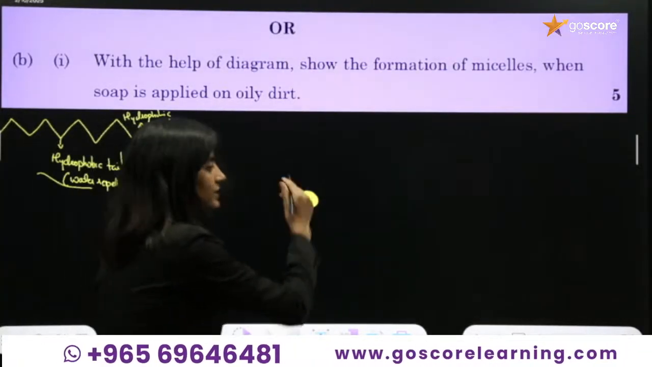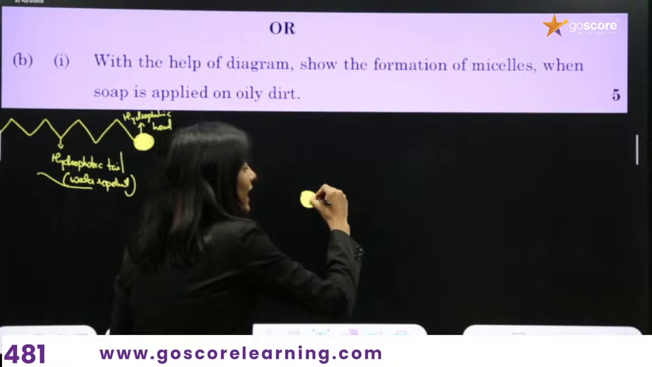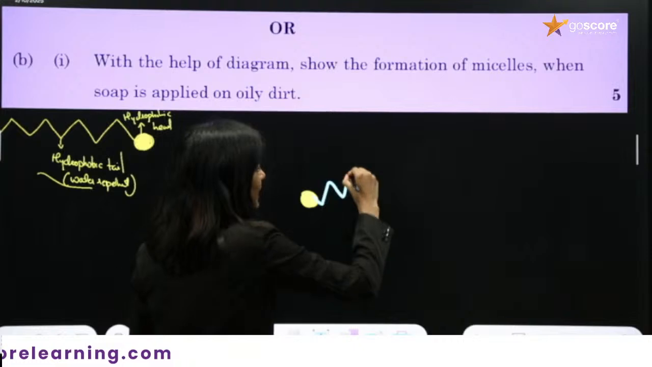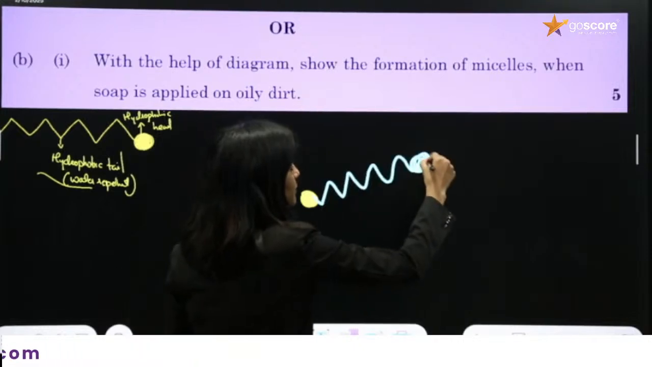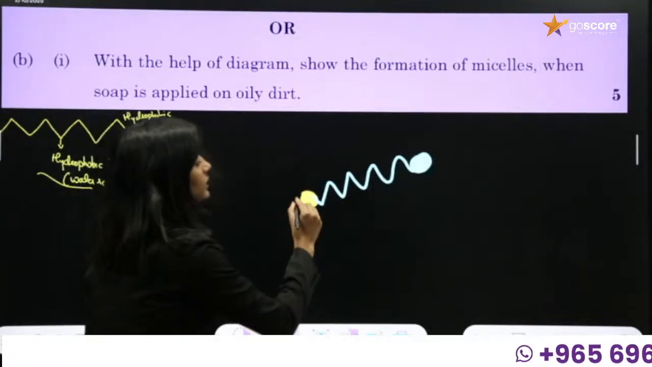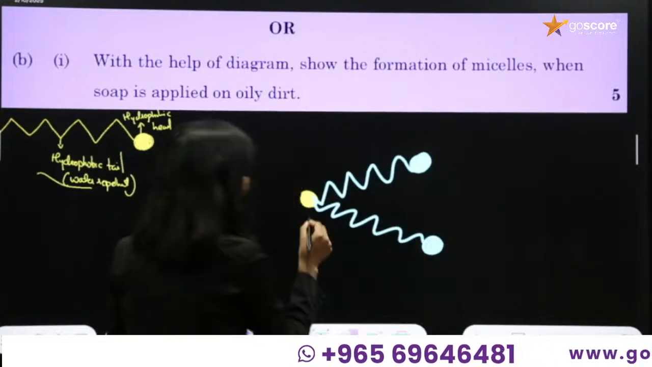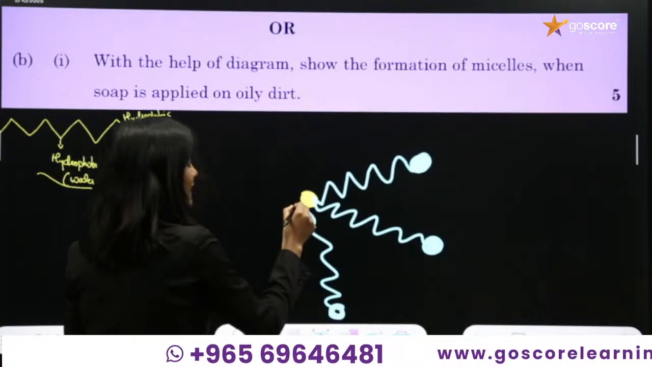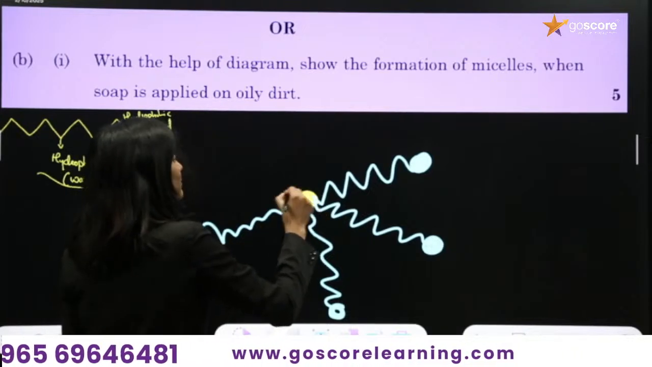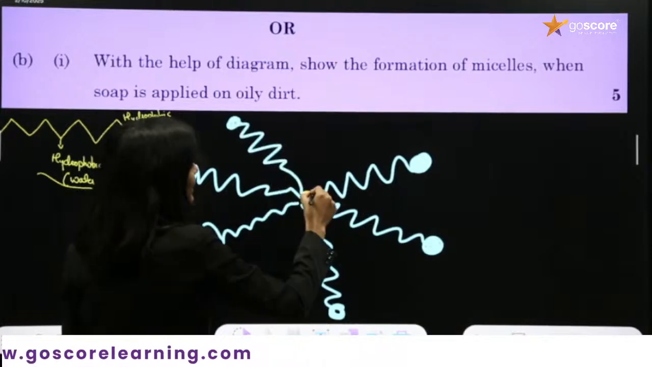So the soap molecules will arrange themselves in such a way that the tail will be protruded inwards, inside. It's going to be just like this, and the head will be protruded out because it doesn't love the oil, but it loves the water. Now, all the soap molecules will come and form a shape like this. They will rearrange themselves in such a way that the head will be protruded out and the tail will be dissolved in the oil. Okay, so draw it neatly, okay?